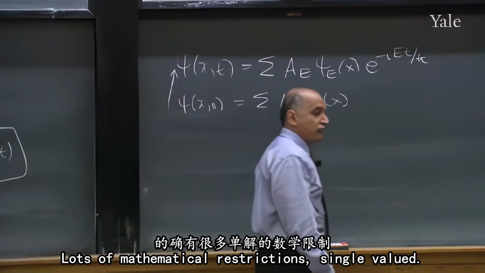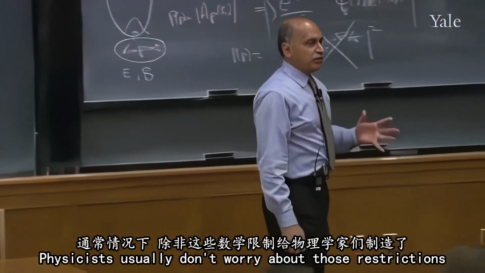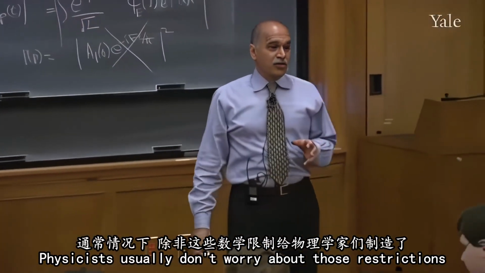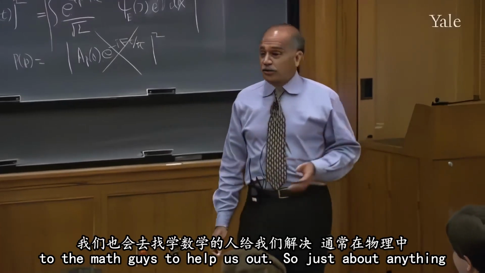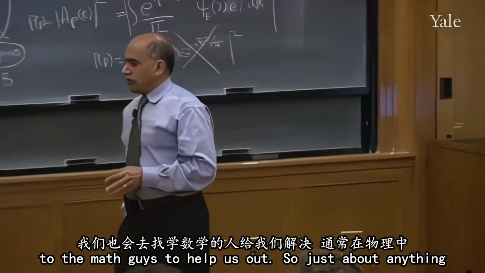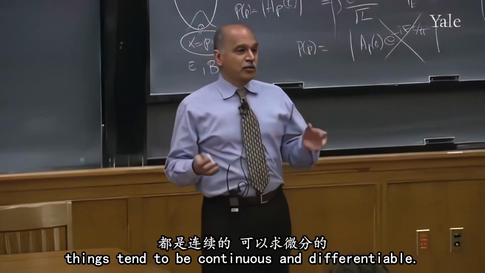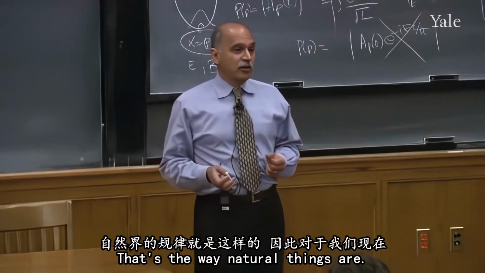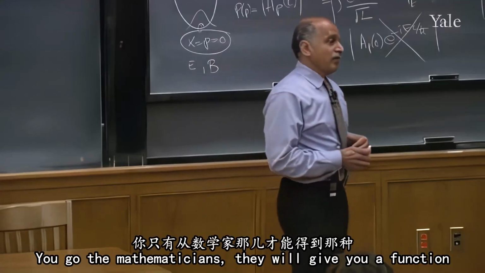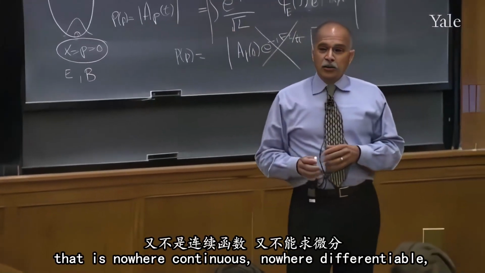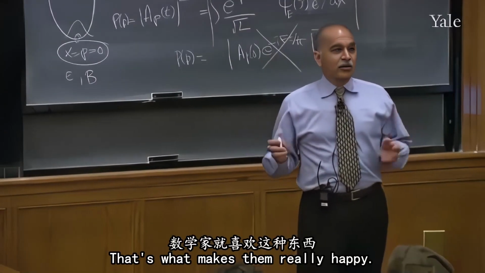Yes, there are lots of mathematical restrictions, like single valued. Physicists usually don't worry about those restrictions until, of course, they get in trouble. Then we go crawling back to the math guys to help us out. But just about anything you can write down, by the way physics works, things tend to be continuous and differentiable. That's the way natural things are. So for any function we can think of, it is true. You go to the mathematicians, and they'll give you a function that is nowhere continuous, nowhere differentiable, nowhere defined, nowhere something. That's what makes them really happy.